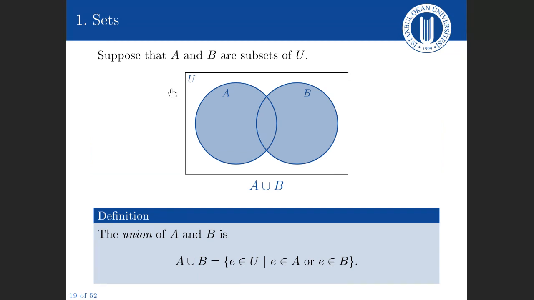And let's suppose that A and B are subsets of U. And let's suppose that A and B overlap somehow. Some elements are in both A and B. The union of A and B is every element which is in either A or in B or both. In this picture, the union of A and B is everything which is coloured in blue.